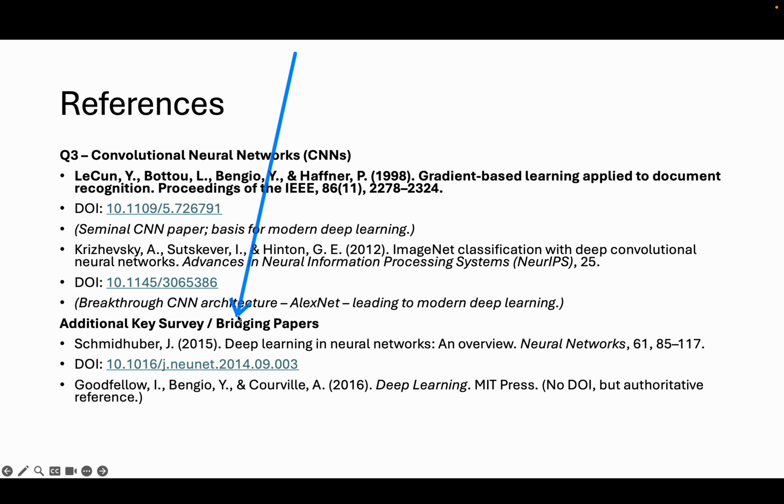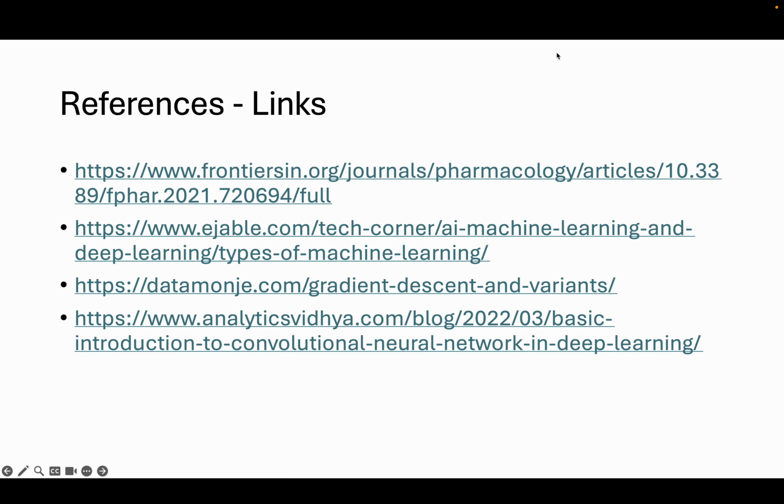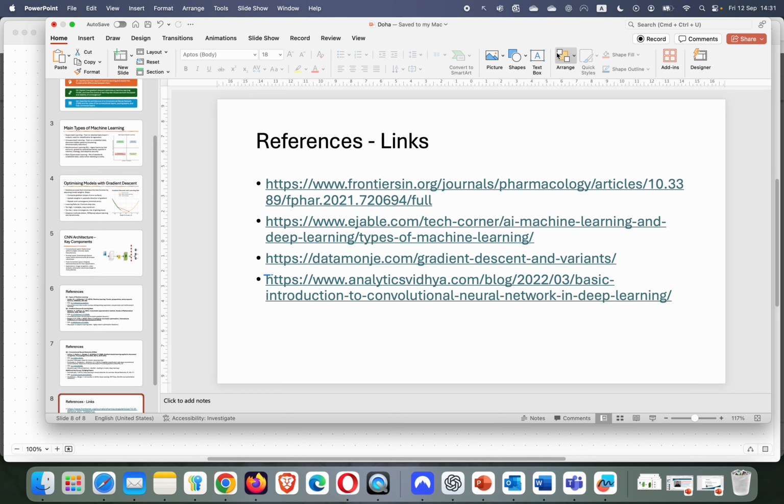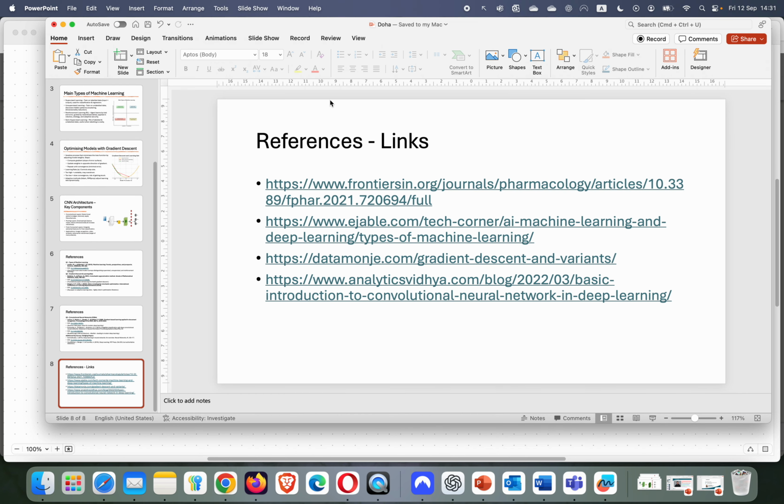And additional papers that you should be familiar with include Goodfellow, who is one of the leading authors, but I couldn't find the correct reference number. So this is a very authoritative reference, but if you type Goodfellow, you would find the actual paper. And here we have the links that we used for these slides. Now let me share the screen so we can review the same thing but from a slightly different perspective.